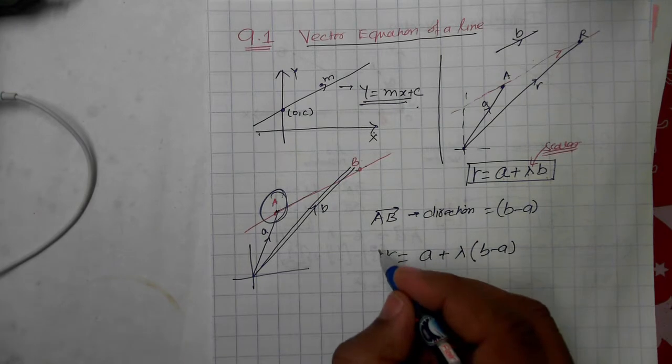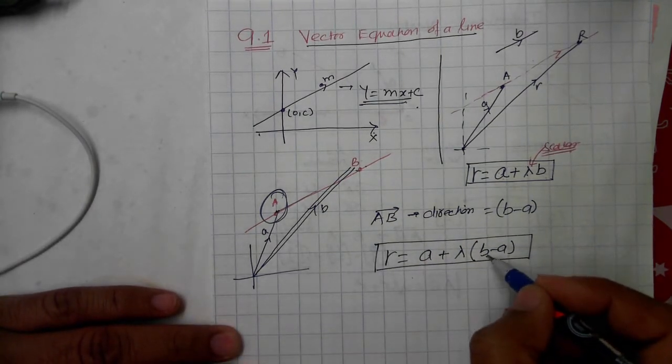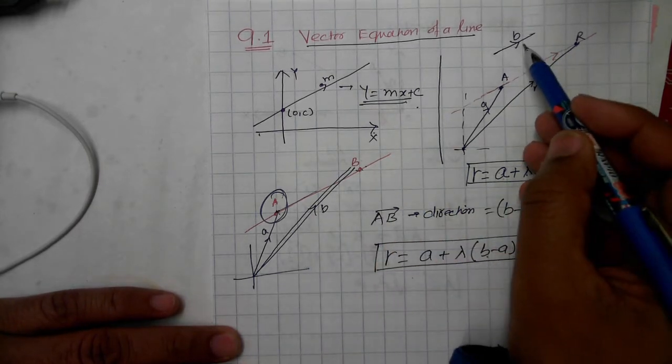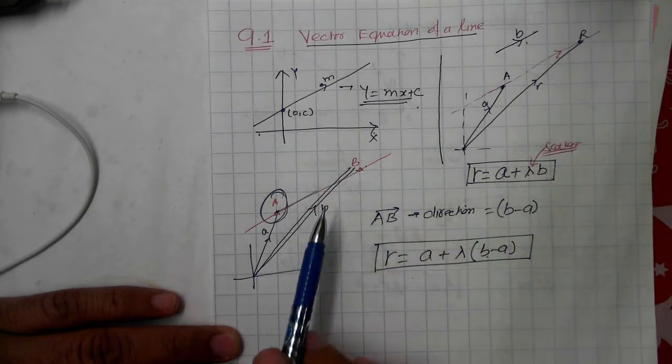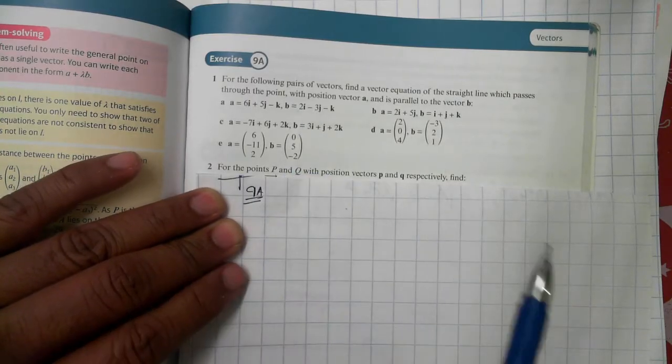then the direction B minus A. This is the second way of writing the equation of a line, but this time it is the equation of a line which passes through 2 points when the direction vector is not given. So we work out the direction vector ourselves, which is B minus A. So let's go through some questions of exercise 9.